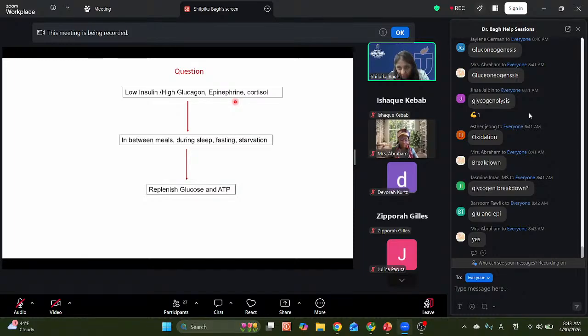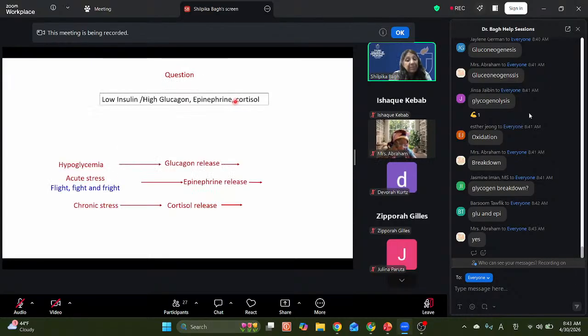Cortisol, gluconeogenesis. Cortisol activating HSL. Epinephrine activating glycogen breakdown. Glucagon activating gluconeogenesis. Some of the key pathways don't flip-flop. That's why, see hypoglycemia, what is released? That's why glucagon supports big time gluconeogenesis. When I ask you glucagon, your first answer should be gluconeogenesis.